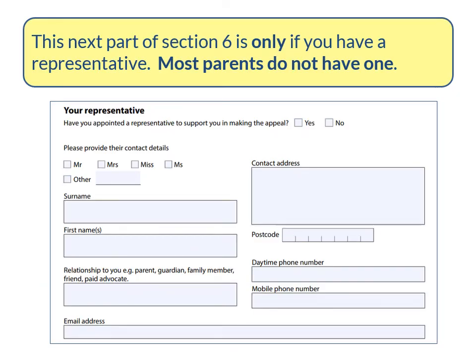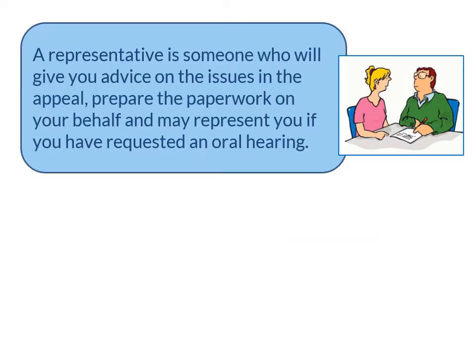This next part of Section 6 is only if you have a representative. Most families do not have one. A representative is someone who will give you advice on the issues in the appeal. They can prepare paperwork on your behalf, and they may represent you if you have asked for an oral or face-to-face hearing. They could be a volunteer from a charity, a paid representative, a solicitor, or a barrister.